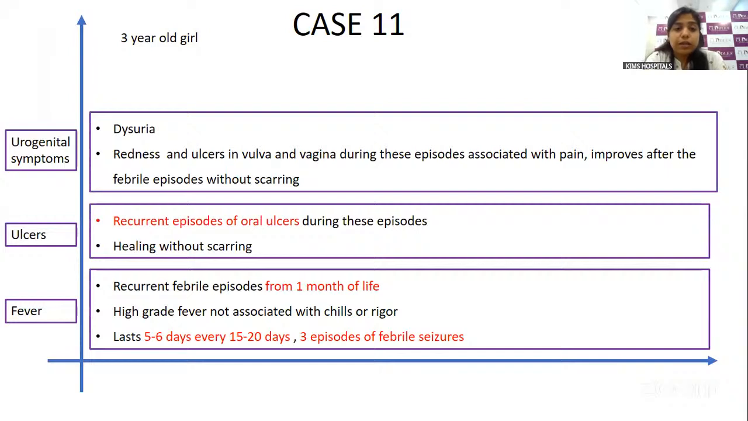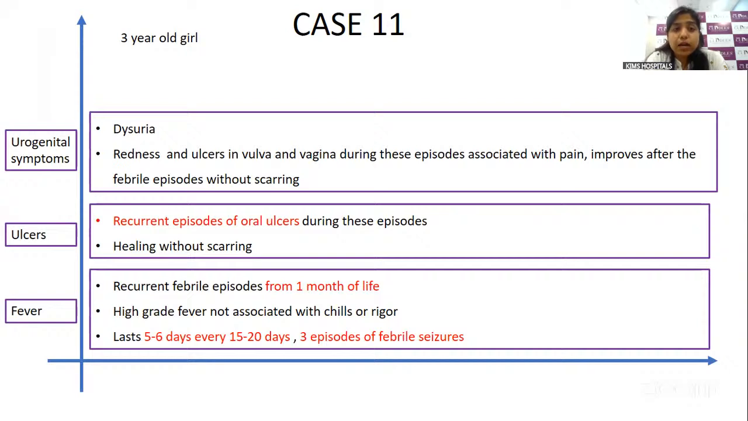Coming to the next case, we have 2 or 3 more cases. The next case is a 3-year-old girl who had recurrent fever and recurrent ulcers during the episodes of fever, and the fever lasts for 5 to 6 days every 15 to 20 days.